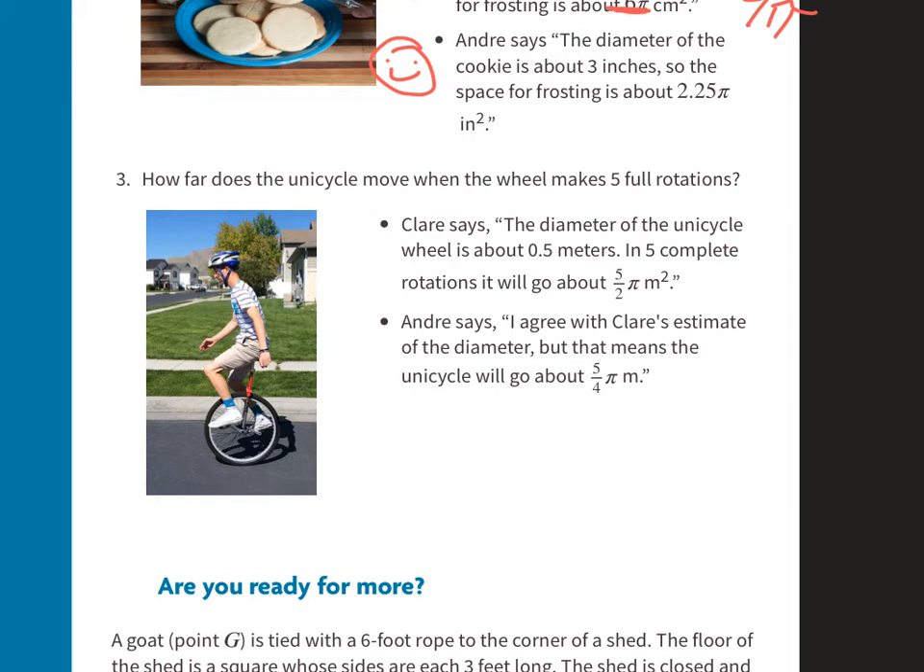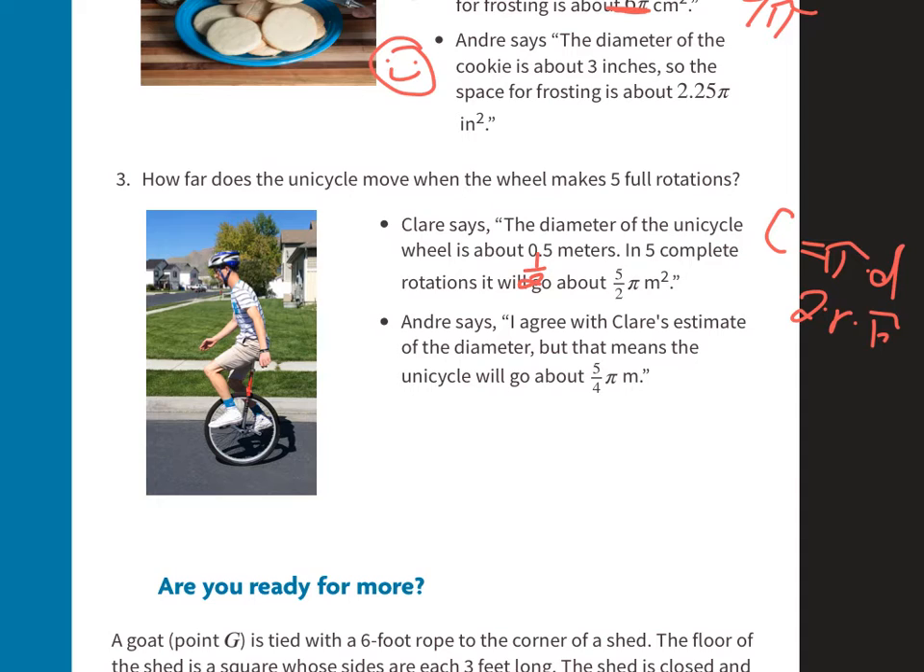So we're talking about rotations. We're going around something, so that's circumference again. So remember, circumference is pi times diameter, or 2 times your radius times pi. So we need to find the circumference. Claire says the diameter of the unicycle wheel is about 0.5, which is 1/2. In 5 complete rotations, it will go 5/2 pi meters.